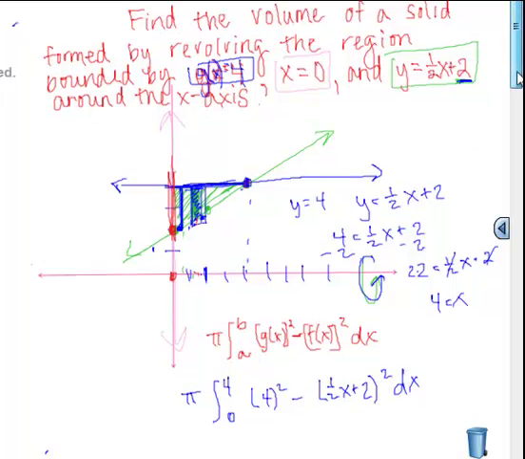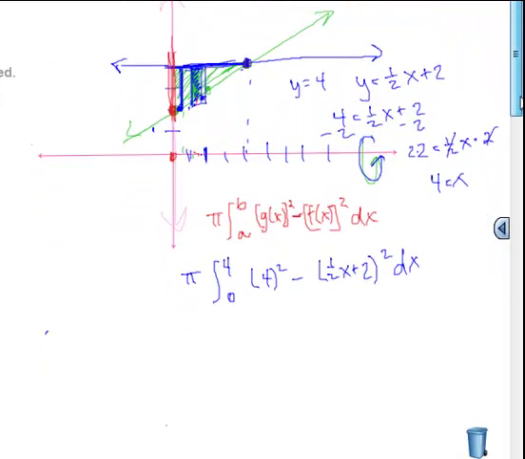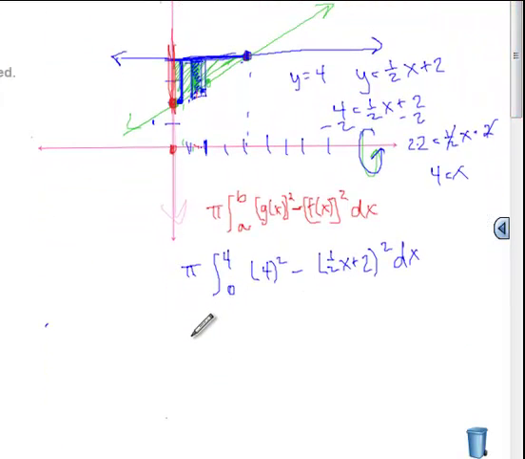Okay, so there's a couple ways that we can go about finishing this off. I'm going to go ahead and put that pi on the outside once again, and we're going to integrate from 0 to 4, and I'm going to write just this as 16 minus, and then I am going to keep this 1/2 x plus 2 squared dx.